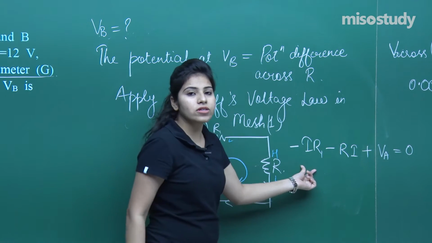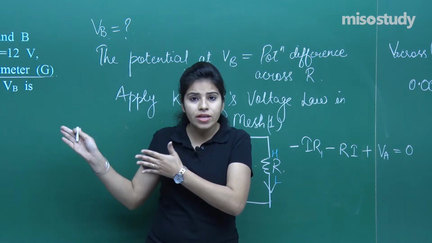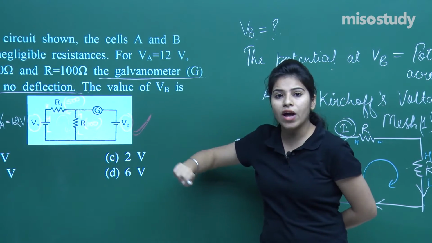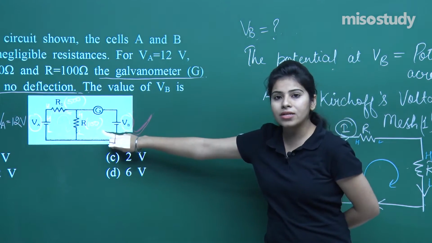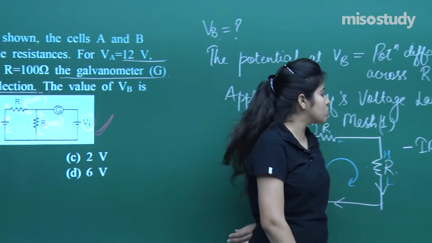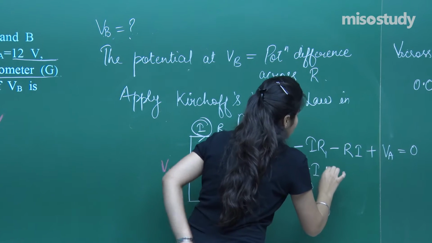Now I know the value of R1. Just look at the figure. In the question we can see here R1 is 500 ohm, capital R is 100 ohm, and VA is 12 volt. So just apply this into this equation, minus I into R1.